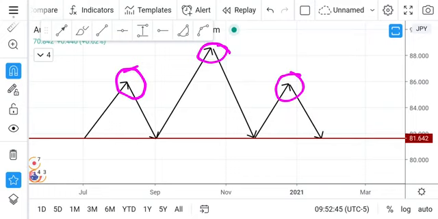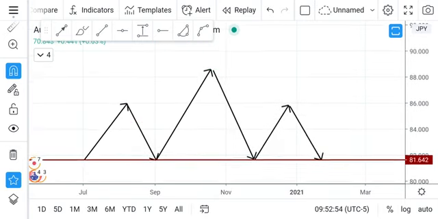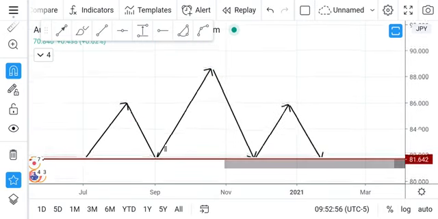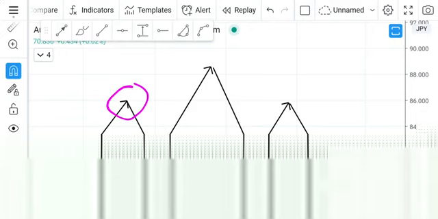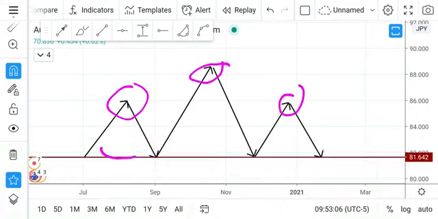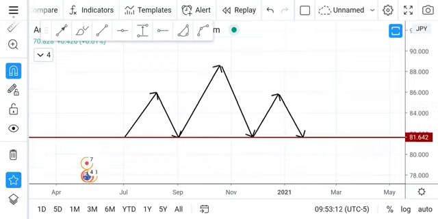And this brown line at the bottom is called the neckline. So that's why we call it head and shoulders chart pattern. The left shoulder, you have the head, and you have the right shoulder, and you have the neckline as a support. So this chart pattern is a bearish reversal chart pattern.